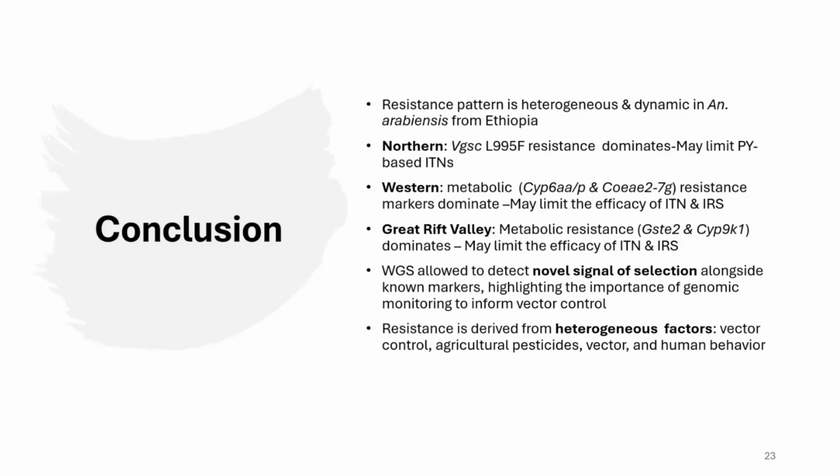We also understood that resistance in Ethiopia is driven by heterogeneous factors: vector control and agricultural pesticides, vector behavior and community behavior. This complex interplay among the different factors might be driving the heterogeneous or variable frequency of insecticide resistance variants.